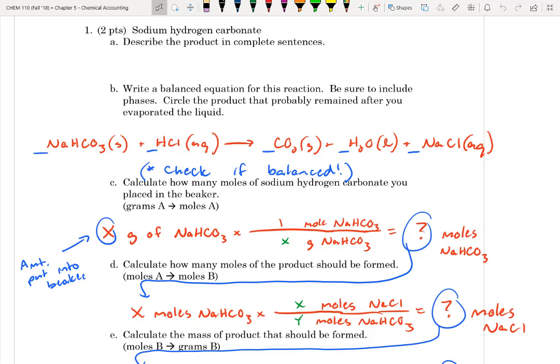All right, the first part, 1A, says describe the product in a complete sentence. That basically just means what did it look like? Was it a white powder? Was it a black powder? Was it clear? Was it colorless? Describe what was going on there.